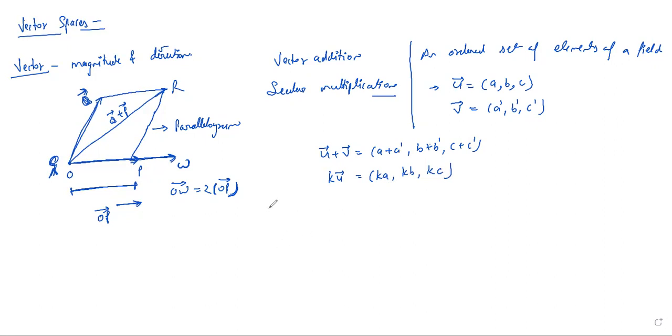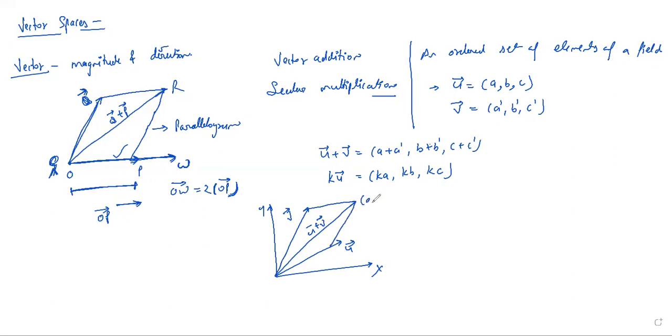Let's see it geometrically, on X, Y axes. This is my vector U and this is my vector V. Now what we have studied here is that the sum of these two vectors forms a parallelogram. U plus V, the sum of these two vectors, is like this. The vector U plus V has the components A plus A dash, B plus B dash and C plus C dash. This is vector addition.